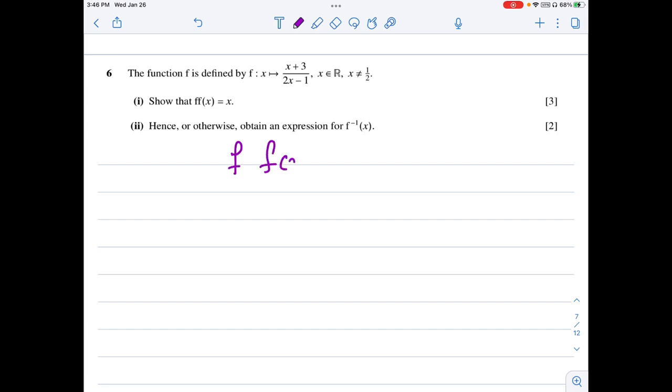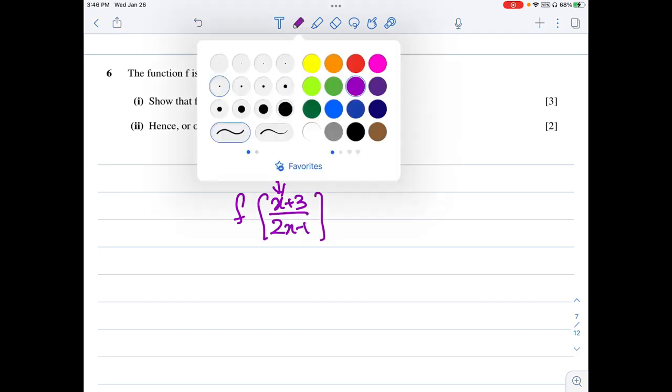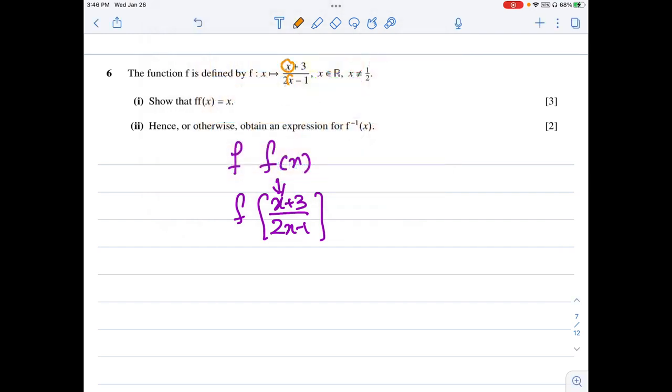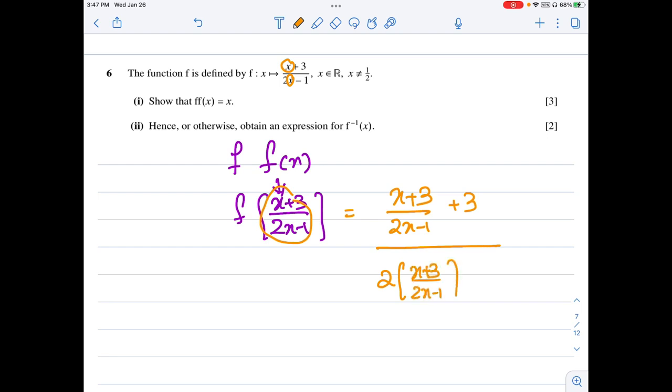f of x. What is f of x? f of x is x plus 3 upon 2x minus 1. So what does that mean? In function f, wherever x is there, I need to plug in this entire fraction. So it becomes x plus 3 upon 2x minus 1 plus 3 in the numerator, then 2 times x plus 3 upon 2x minus 1 minus 1.